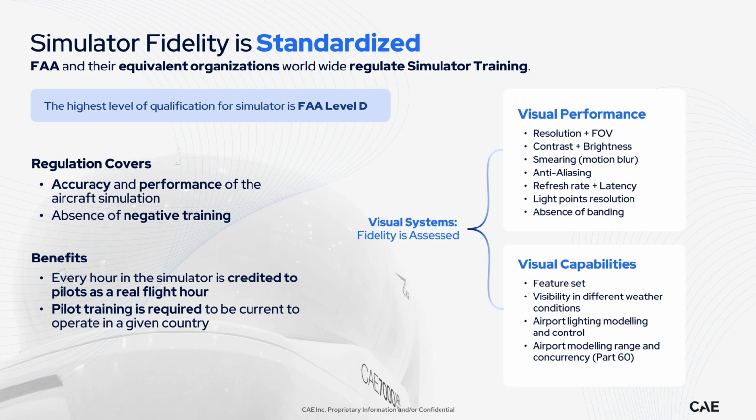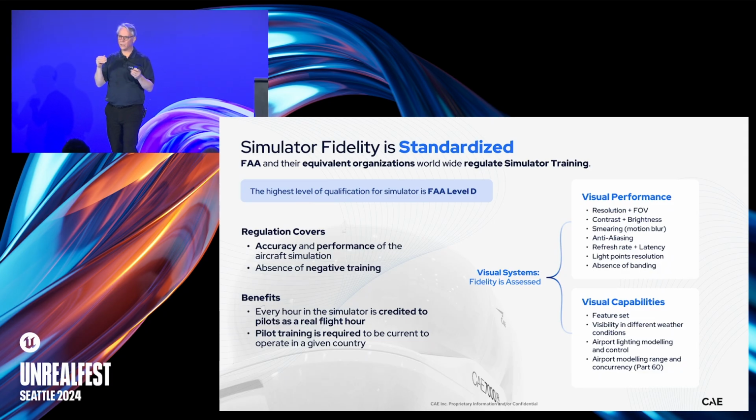So the accuracy and the performance is mandated by the industry, and very important is the absence of negative training. Negative training would be a condition where the pilot would be distracted or would learn from an artifact in the rendering that something is going to be coming up, or trigger on this, which would not be a real condition in real life, right? So all of those things would qualify as negative training.